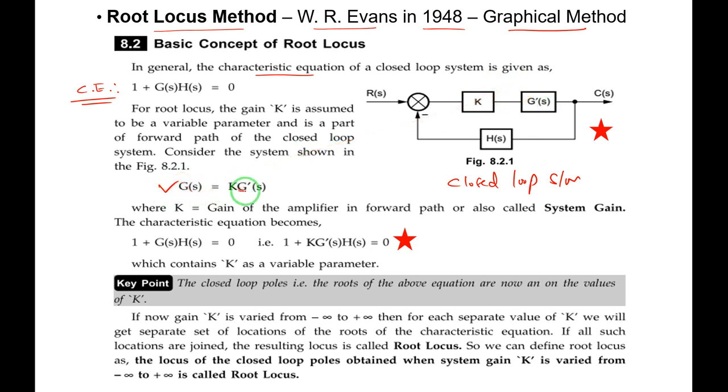G(s) is equal to K into G'(s). Both are in series, right? Okay, this is G(s), the forward path transfer function. G(s) is nothing but K into G'(s), right? And the feedback path transfer function is H(s). Input is R(s), output is C(s).